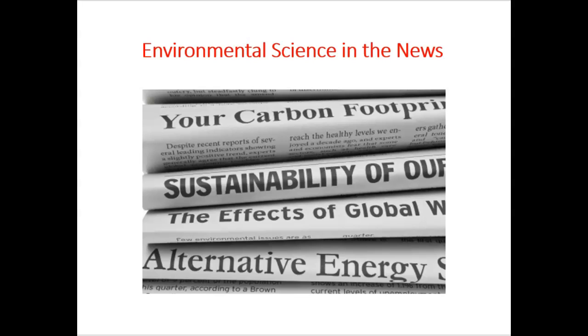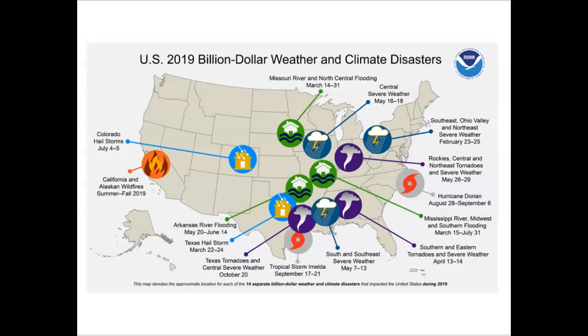So it really makes this way more interesting if you can keep up on what's happening every day in the news. So I thought this was a very interesting figure from last year. This shows the United States, and each one of these 14 different weather and climate disasters, each one of them costs more than $1 billion.